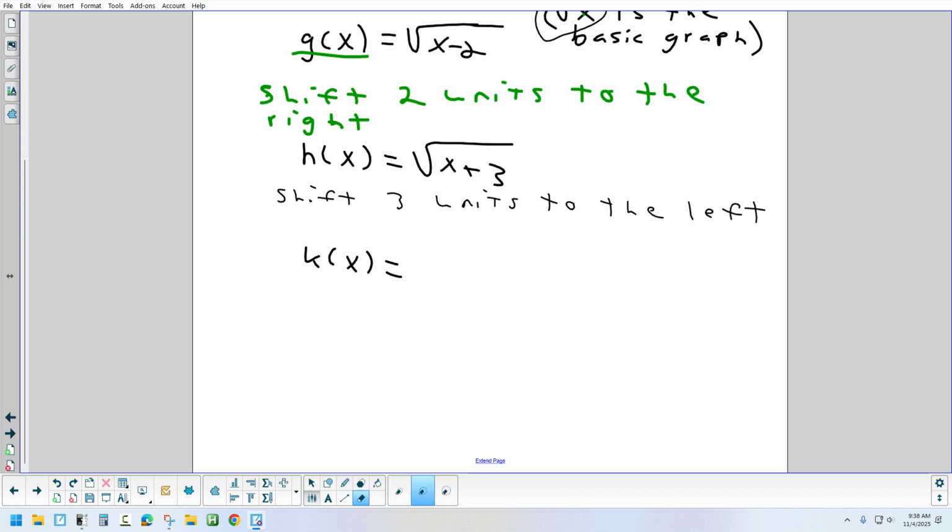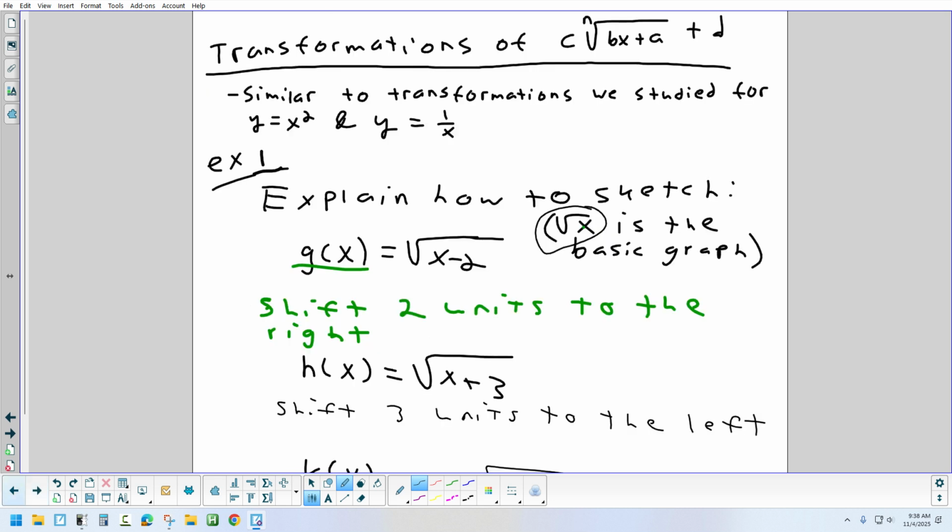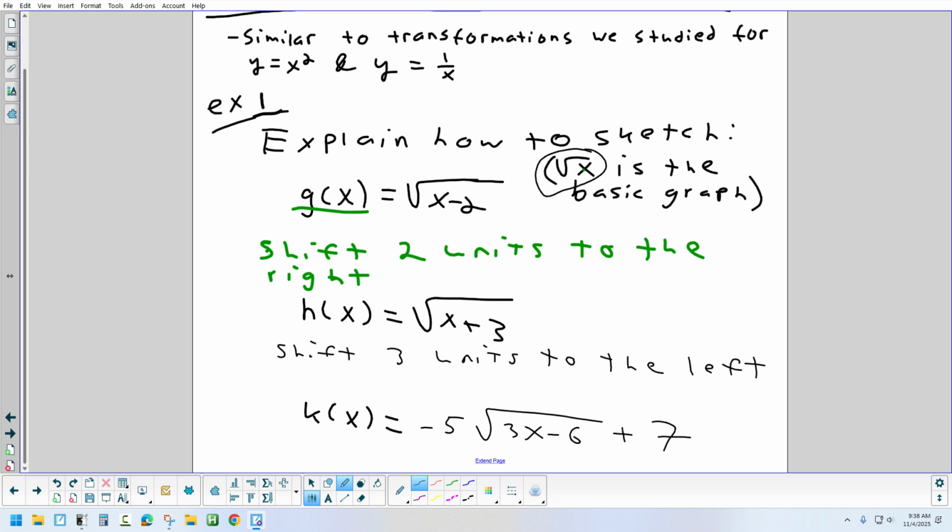Let's do that. Okay. First, how many transformations are happening in that one? 5. There's a total of 6 we could have. There's 2 stretches, 2 shifts, and 2 reflections. Okay. We have 5 out of the 6.